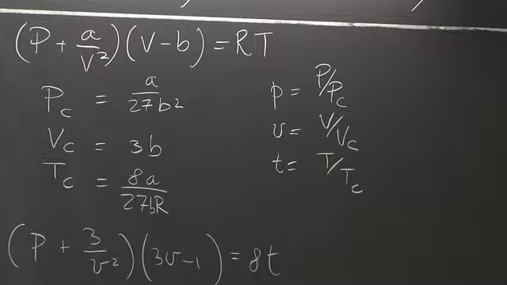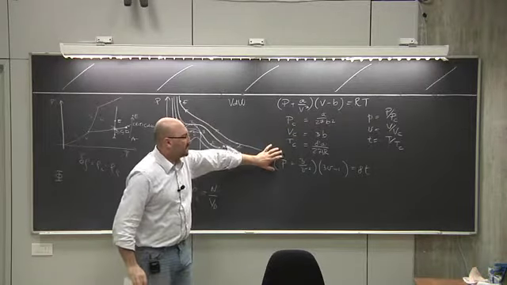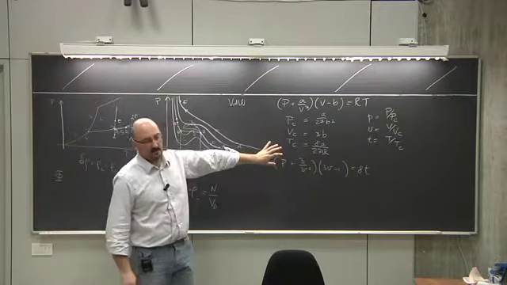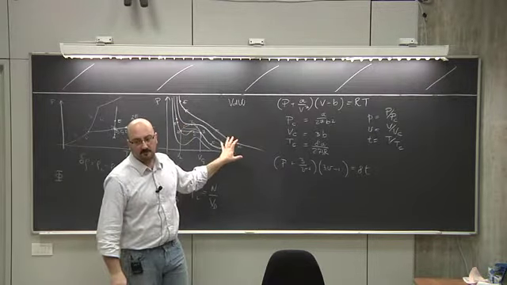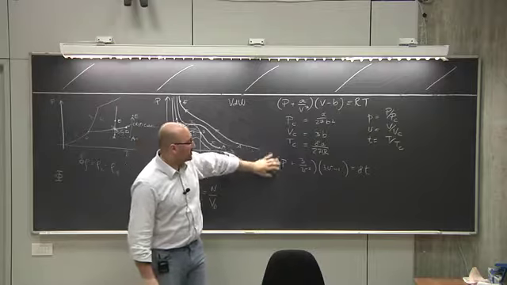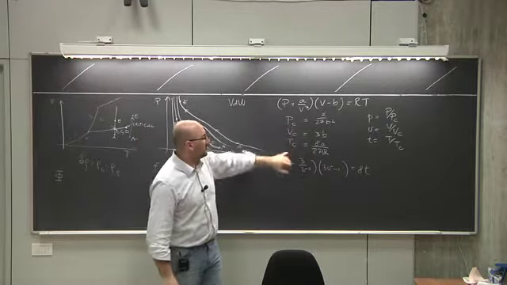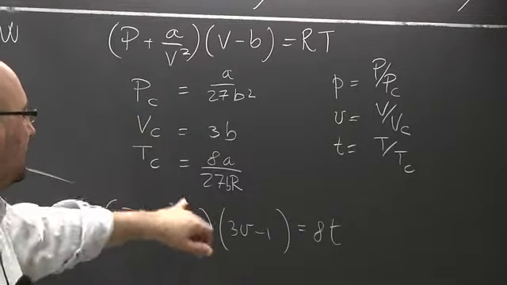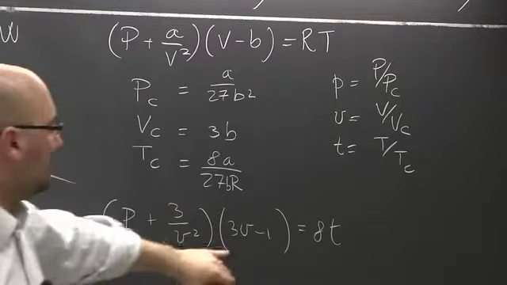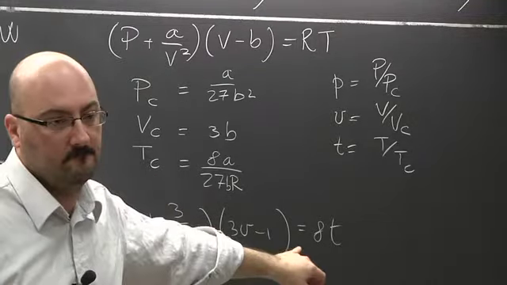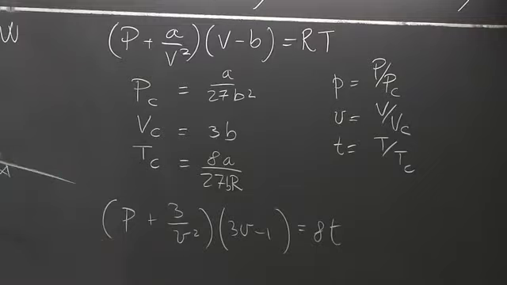And in fact, this means that if I measure, for any substance that is well approximated by the van der Waals equation, the pressure in units of Pc, the volume in units of Vc, and the temperature in units of Tc, then the equation of state should be the same. In fact, this equation is called the equation of corresponding states. So you can make a correspondence between different states of different substances if you use the appropriate units of measure.